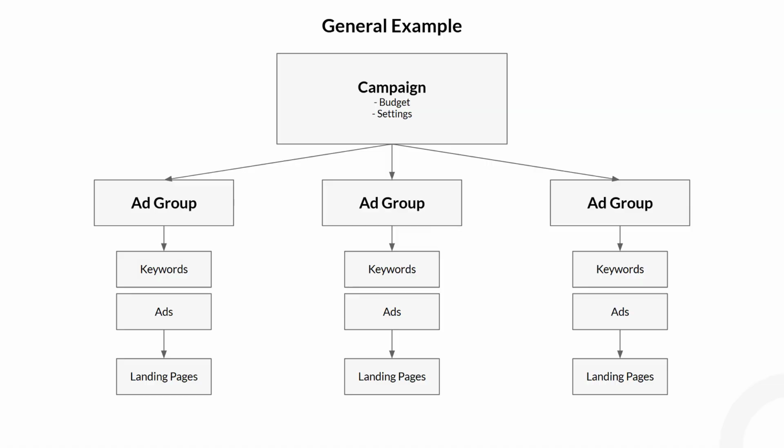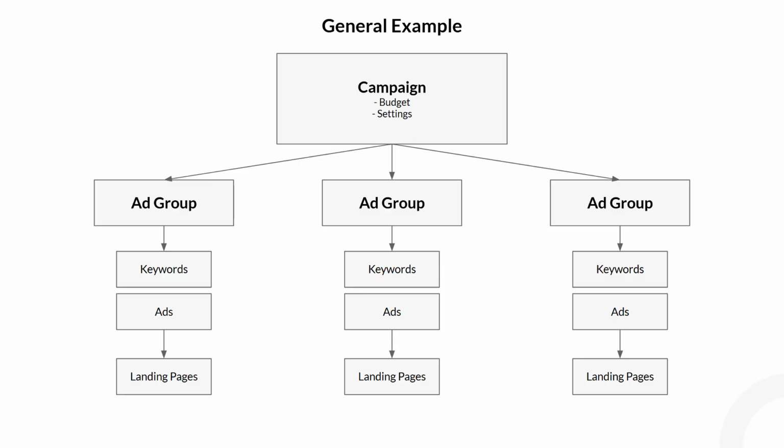So this is going to be the general structure of a Google Ads account. At the top here, we have the campaign level. This is where you set the daily budget for your campaign. This is where you set the settings for the campaign, like what bid strategy you're going to use. You set a lot of the more macro-level things that guide a lot of the stuff underneath it.